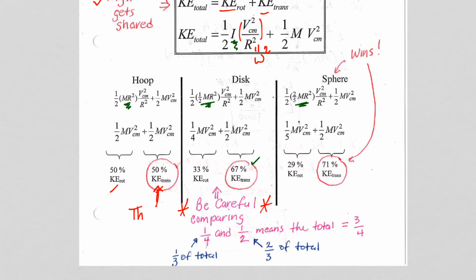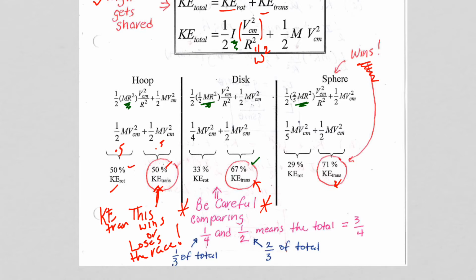So this kinetic energy of translation wins or loses the race. Okay, so that's the one we're looking at in terms of the winner. And we see the winner here is the sphere, because 71% of the energy went into translational kinetic energy. And getting back to our fractions, the hoop, 1/2 is 0.5, 1/2 is 0.5, so that matches up nicely. Here's where you have to be careful.